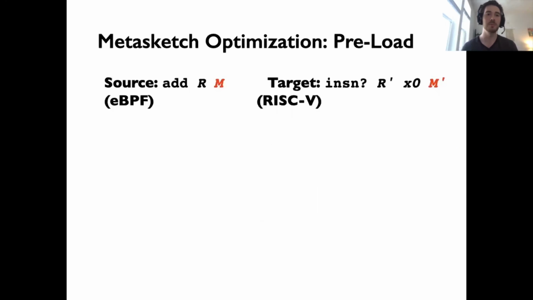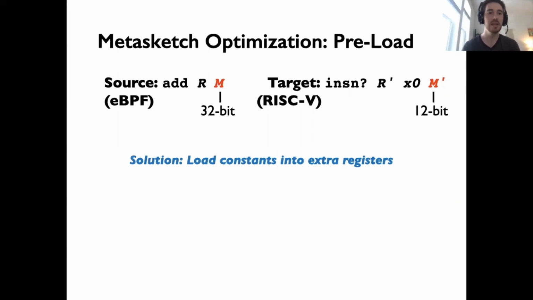Our second metasketch optimization is the preload sketch. For this, let's again consider the eBPF add instruction. On the right, I've written a sketch that we might want for a RISC-V compiled program. There's a problem, however. Specifically, we cannot simulate add with this sketch because the RISC-V instruction does not have enough space for the constant m. In general, this problem occurs whenever the target language lacks big enough constants.